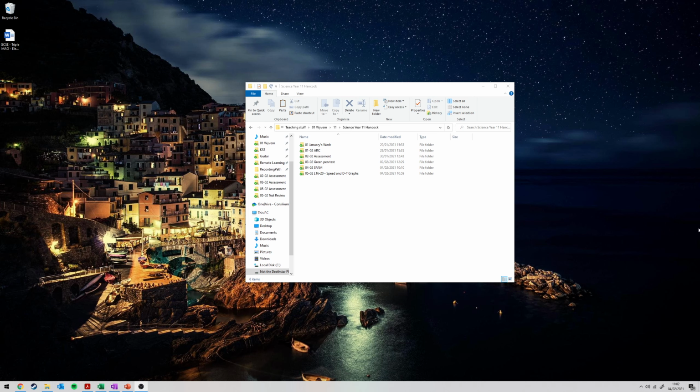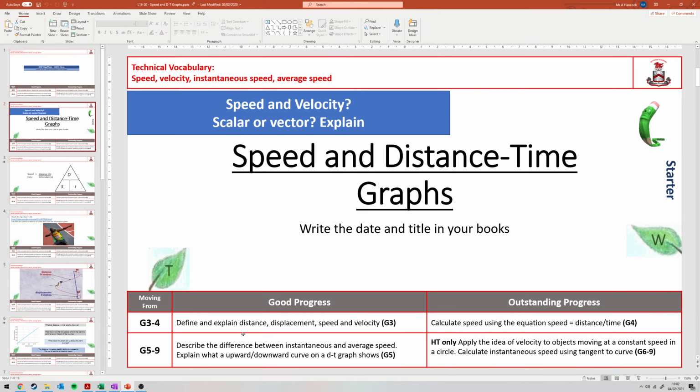Hello, Year 11. Today we're going to start the motion section of forces in motion. The forces section was quite quick, and now we're moving on to motion. So we're going to start off with speed, distance, time graphs. So let's get onto the PowerPoint. Now, let's have a look.